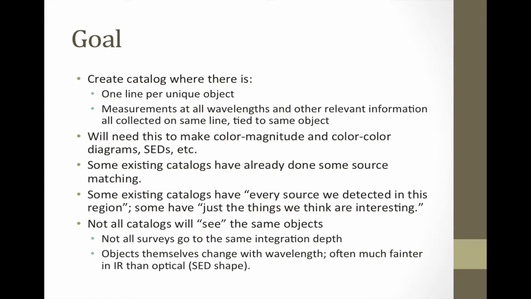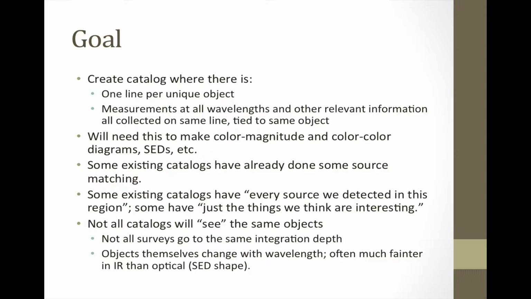So ultimately, when you band merge, you're trying to create a master catalog where there is one line per unique object. And you're going to try to collect the measurements at all the wavelengths and all the other information you think you need, all collected on the same virtual baseball card, or however you want to think about this, one line of a very big table, so that you have all the information tied together to that same object. So we're going to need this kind of information in order to make color magnitude and color plots and SEDs and all the other kinds of analysis we're going to do.